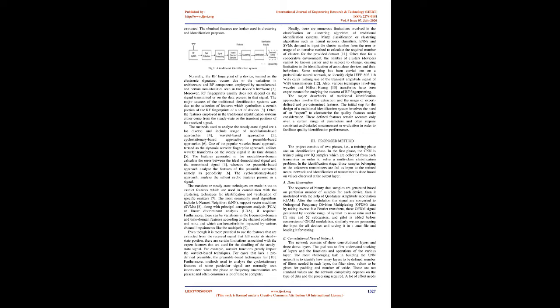Normally, the RF fingerprint of a device, termed as the electronic signature, occurs due to the variations in architecture and RF components employed by manufacturers and certain non-idealities seen in the device's hardware too. Moreover, RF fingerprints usually do not depend on the signal transmitted or on the data present in that signal. The major success of the traditional identification systems was due to the selection of features which symbolize a certain portion of the RF fingerprints of a set of devices.